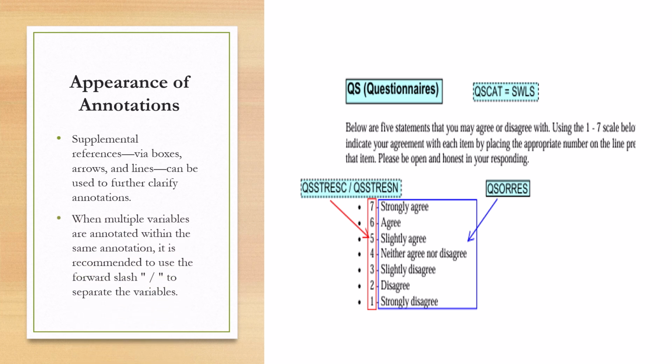When multiple variables are annotated within the same annotation, it is recommended to use the forward slash to separate the variables. Here you can see the annotation for QSTESTCD and QSTEST being done in the same text box and separated by a forward slash.